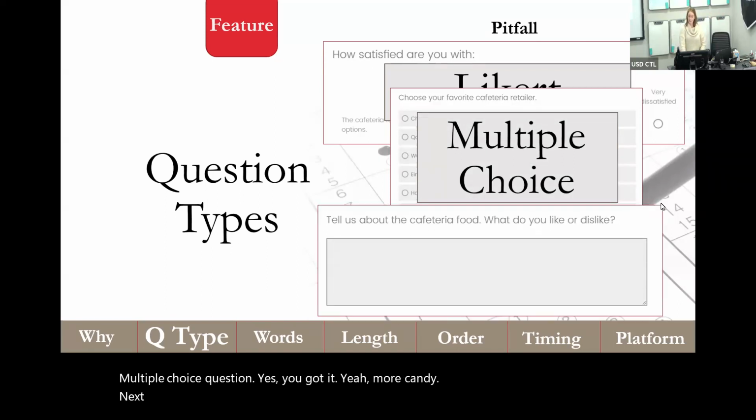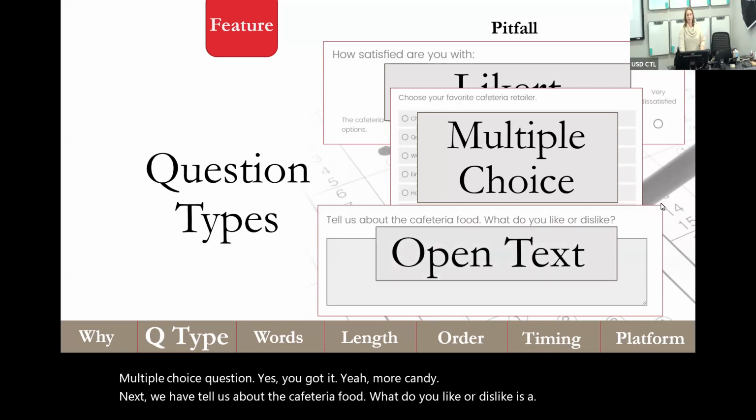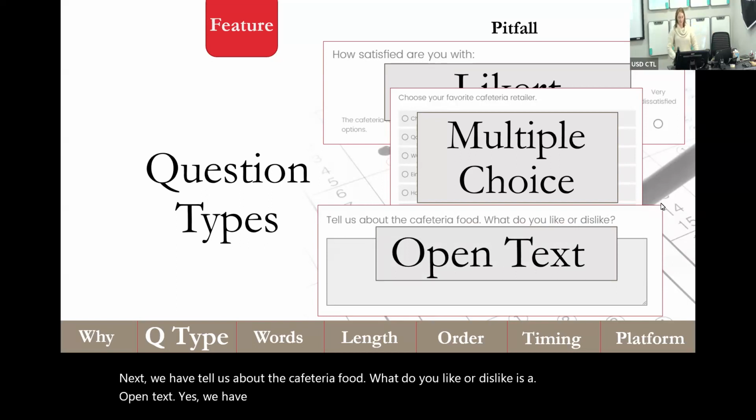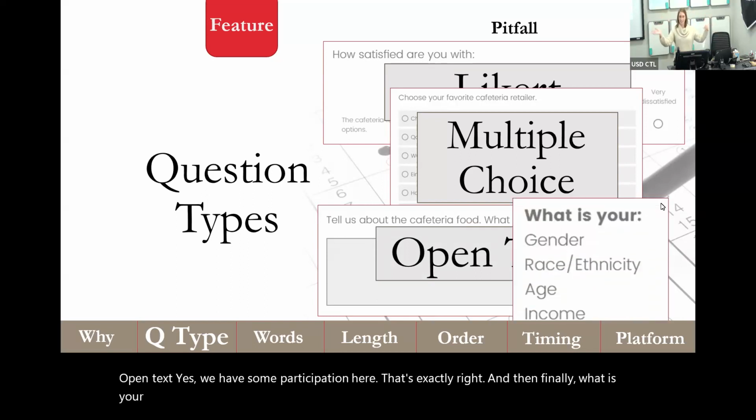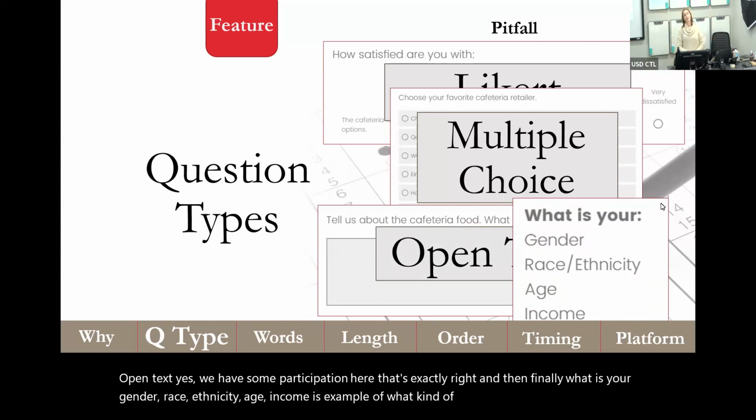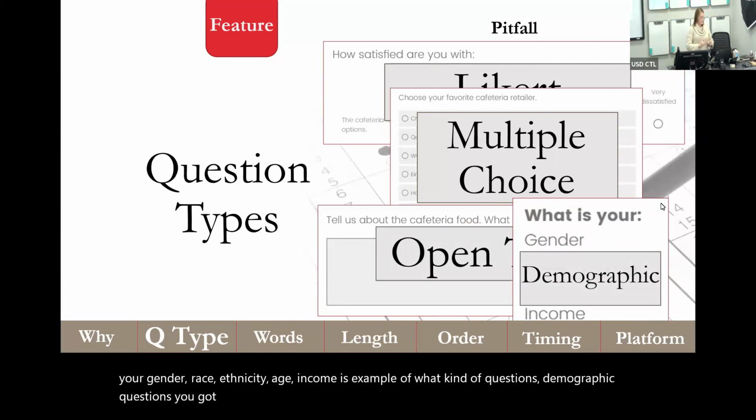Next we have, tell us about the cafeteria food. What do you like or dislike? Is an open text. Yes, we have some participation here. That's exactly right. And then finally, what is your gender, race, ethnicity, age, income? Is example of what kind of questions? Demographic questions. You got it. It's important to have a variety of question types in your survey to help with the engagement of your participants.